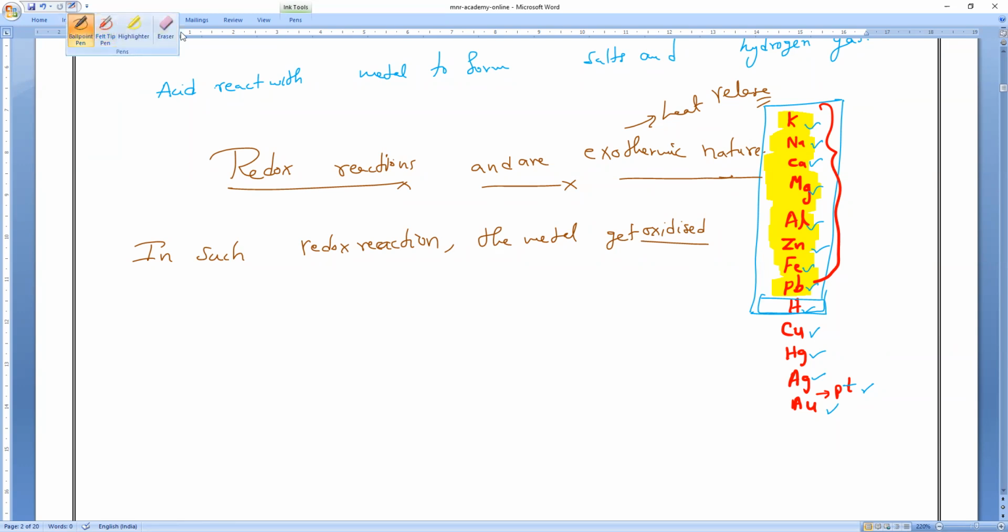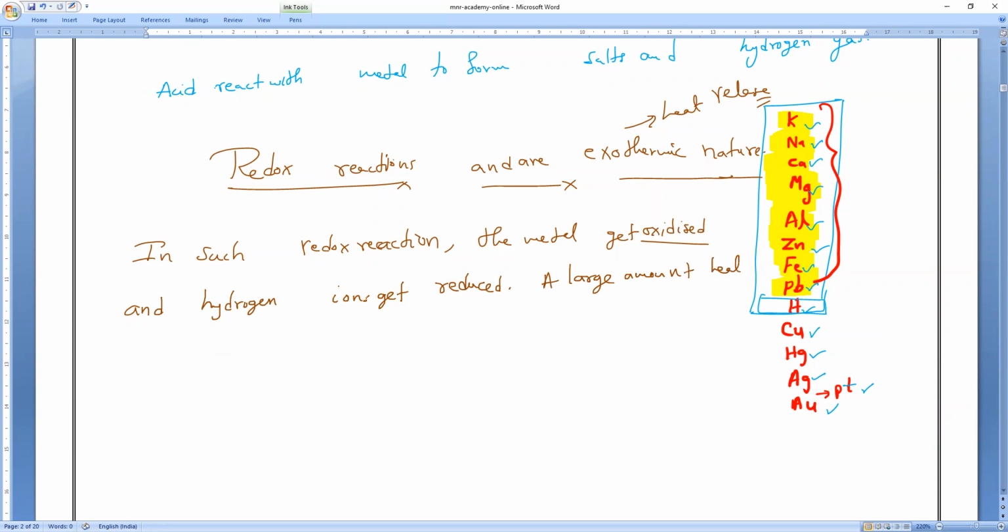So who will donate the electrons? Oxidation or reduction? Oxidation. That is why metal will get oxidized. The metal is oxidized and hydrogen will receive the electrons. So what will happen, will it get reduced or oxidized? Reduced. Hydrogen ions get reduced. Clear?